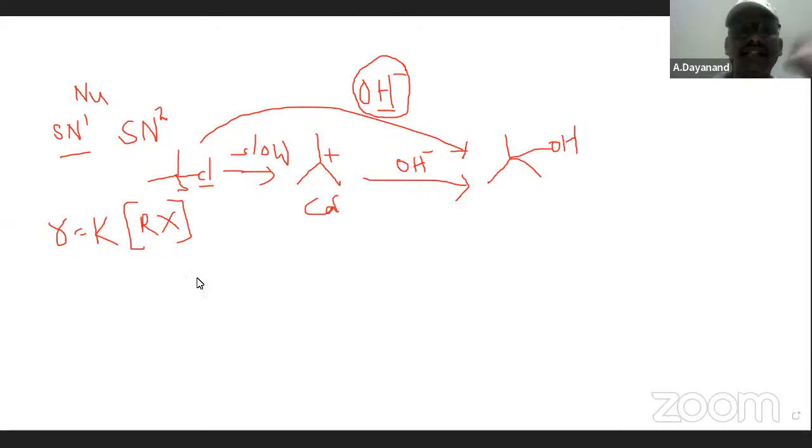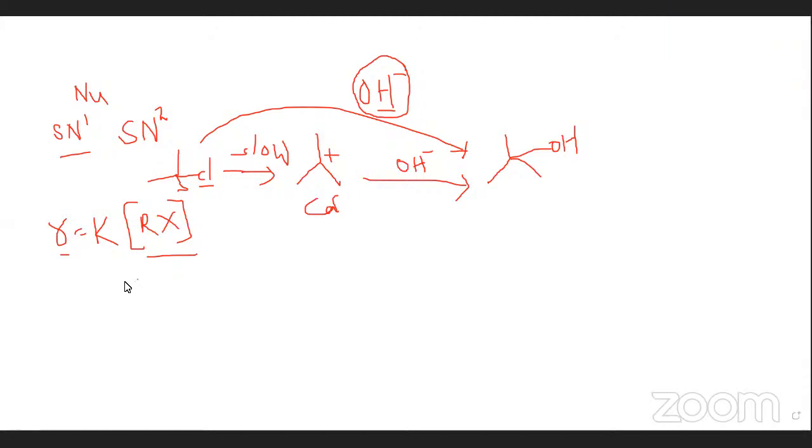Then let us see another one, that is the Sn2 reaction. I think you have got the concept. What is the Sn1 reaction? Here, the rate of the reaction depends only on the molar concentration of the reactant, not on the base or the OH minus. Whereas the Sn2 reaction is different.